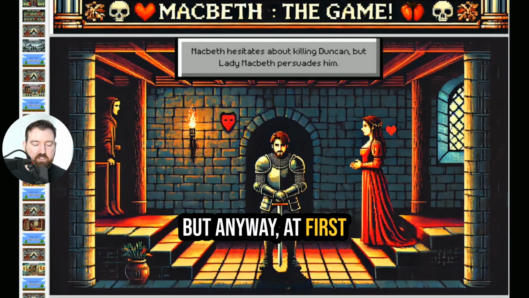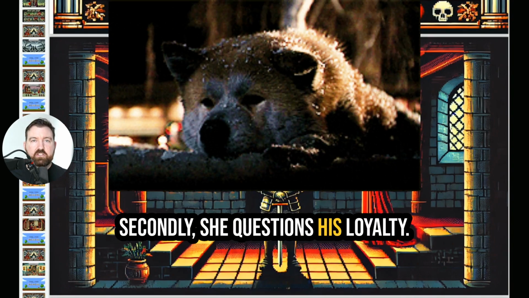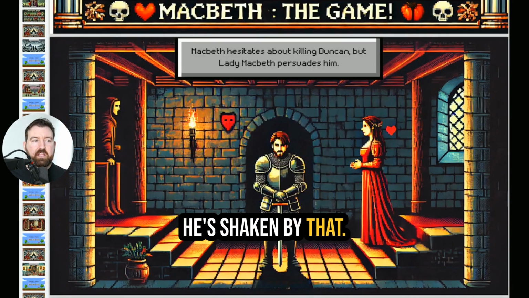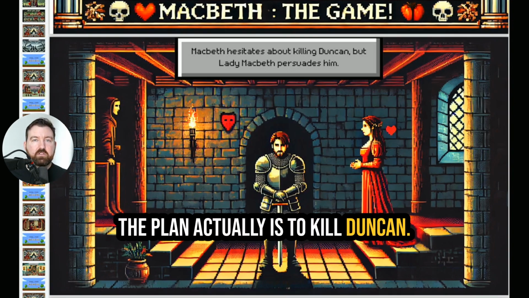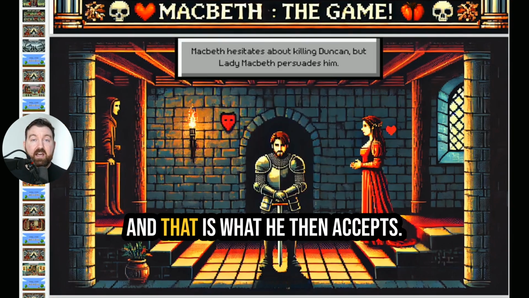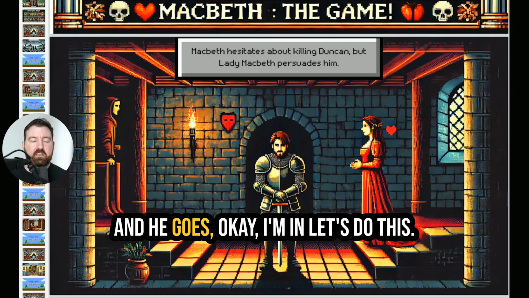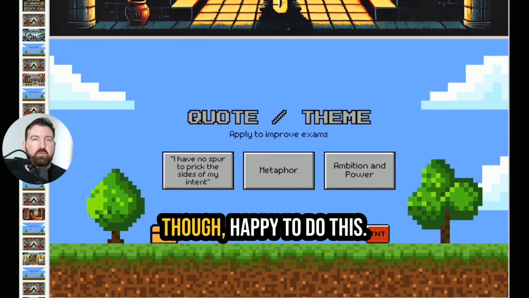But anyway, at first she calls him a coward. He rejects that. Secondly, she questions his loyalty. He's shaken by that. And then third, she tells him what the plan actually is to kill Duncan, and she's going to drug the guards, and that is what he then accepts, and he goes, okay, I'm in, let's do this. And he isn't initially though happy to do this.